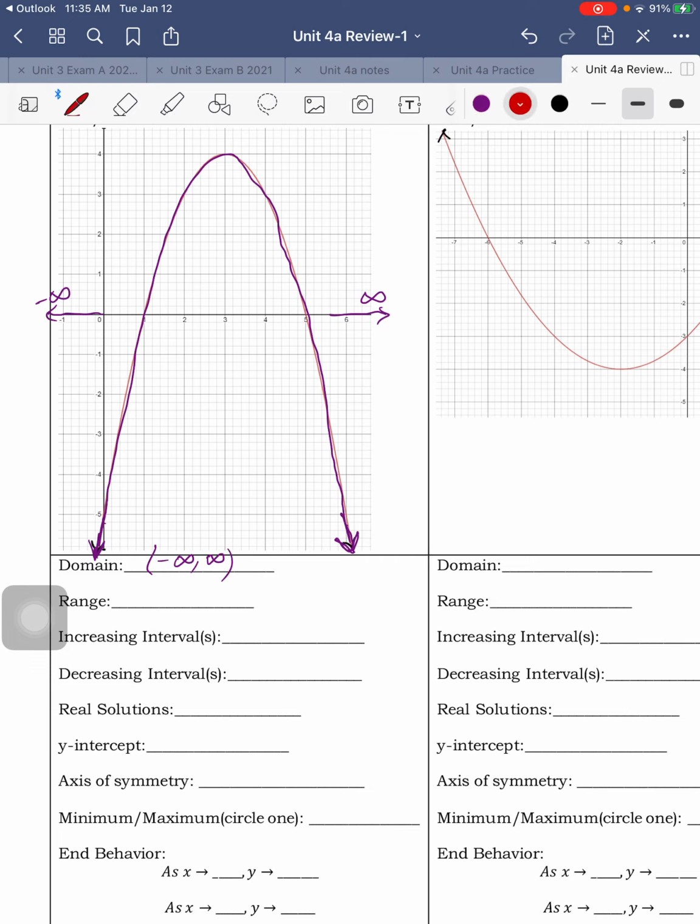Looking at the range, we're looking at the lowest points to the highest points, the lowest y values to the highest y values. Both the left and the right side go down forever, and we're thinking y values, so down is going to negative infinity. Then how high will this graph go? We follow the graph. What's the highest point? The maximum in this case is the highest point. There's no other point along the graph that is higher.